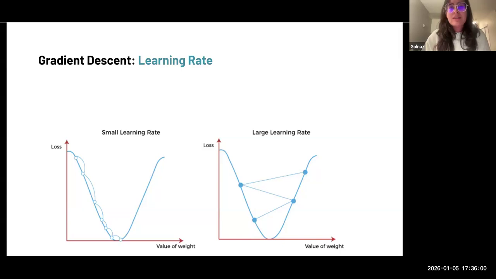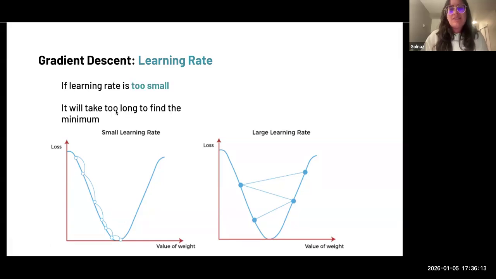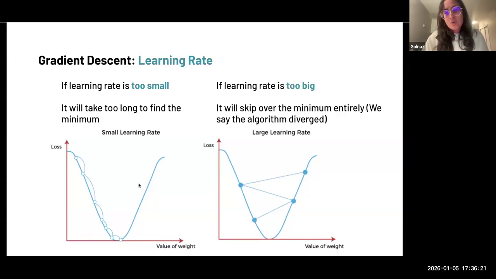For example, learning rate is one of the things that, as a designer of a neural network, you can control. So it's your choice of how big or small of a step you want to take. If it's too small, it will take too long to get to the minimum, but it will be more stable. On the other hand, if it's too big, it might skip over where you want to get. So we call it overshooting, or we call that the model or the algorithm has diverged.